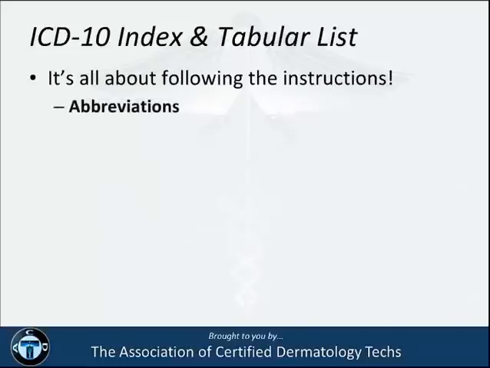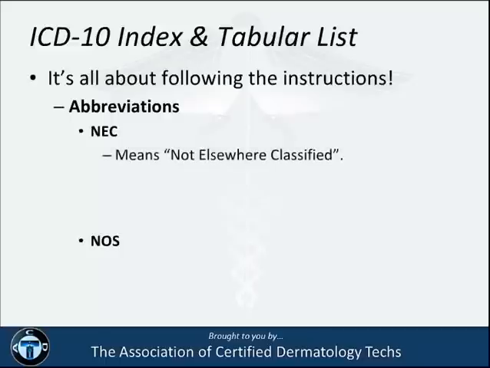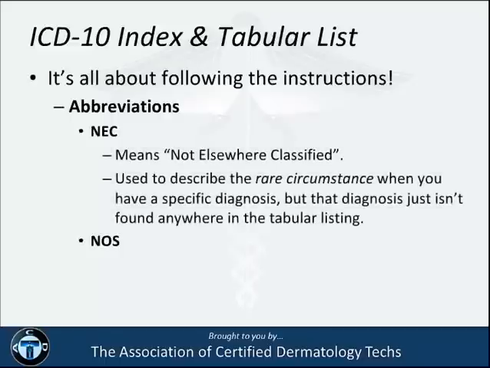And finally, there are some abbreviations you should be familiar with as well. The two most important abbreviations are NEC and NOS. They do sound fairly similar, but their significance is actually quite different. NEC means not elsewhere classified. It should be used to describe the rare circumstances where you have a specific diagnosis, but that diagnosis just isn't found anywhere in the tabular listing.